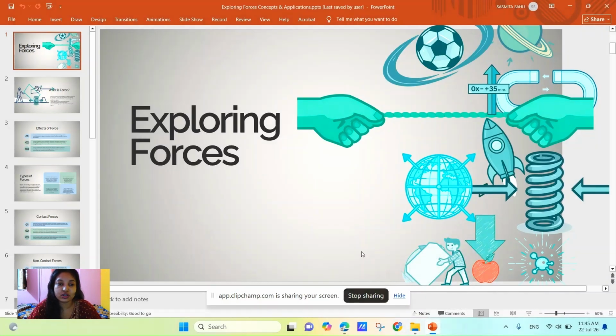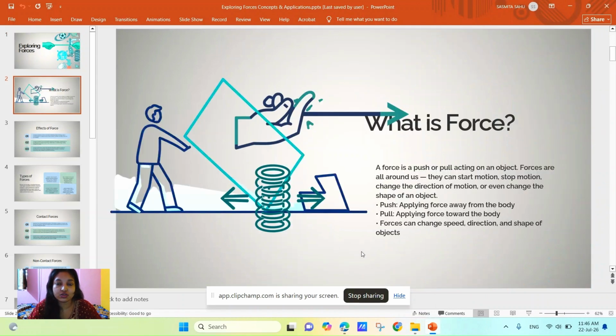So today we are going to learn the new topic whose name is exploring forces. So the first question arises here, what is force? A force is a push or pull acting on an object. Forces are all around us. They can start motion, stop motion, change the direction of motion, or even change the shape of an object.